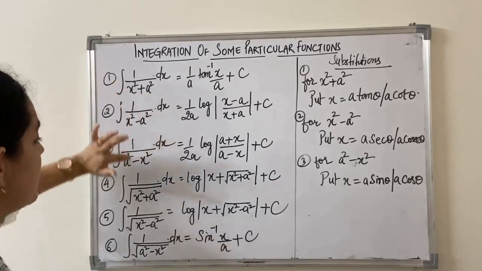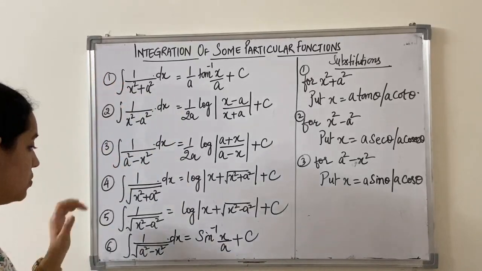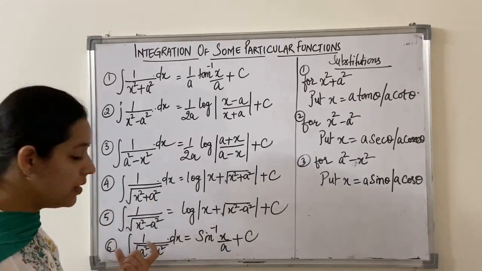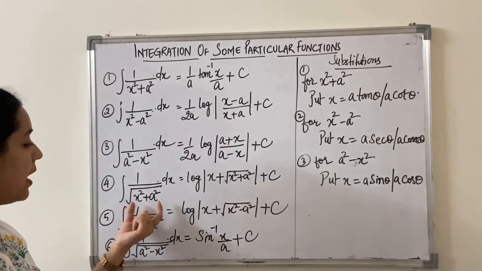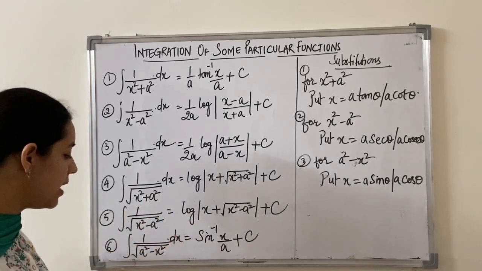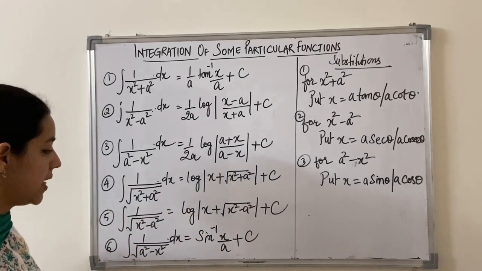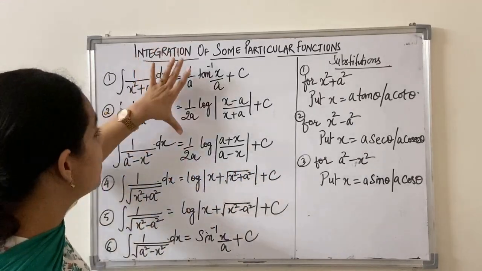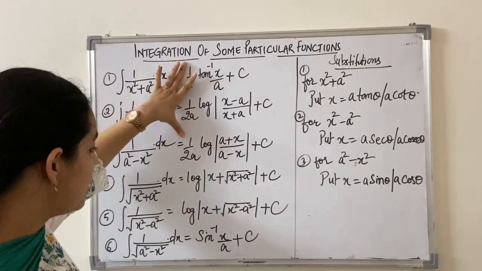And these 3 formulae are the formulae in which you have the numerator as always 1 and the denominators are without the square roots. Now we have the formulae where the numerator is also 1 but the denominator has the square root of the terms like x square plus a square, x square minus a square, and a square minus x square, and their answer will be completely different from the previous 3 formulae that you have learned.